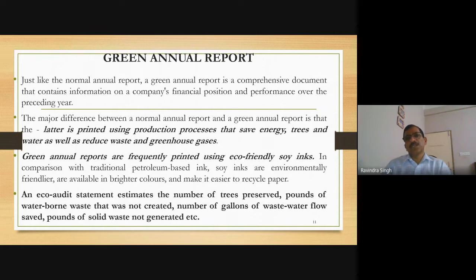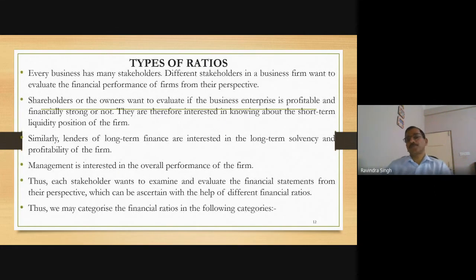And they divert their 5% or whatever it is to their concerns, their sister concerns. But this has to be done. This report, the Green Annual Report, bears the eco audit statements, estimates the number of trees, how many trees you cut, how many you planted. All these social responsibility works are included in the Green Annual Report.